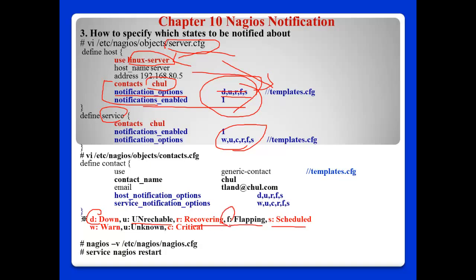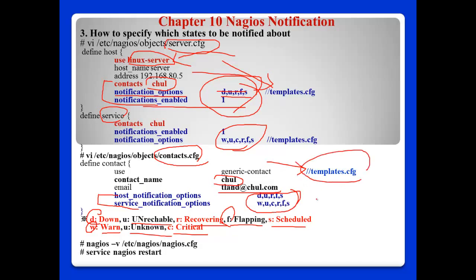So here flapping means the status repeatedly goes up and down. And here in the service part, W means the warning message, U means the unknown message, C means the critical message like this. And after that, in the contact, we find here char and the email address, and we can define host notification options and service notification options. But even if we don't configure these things, normally we can find these notification options in the template.cfg file, and the other is the same.